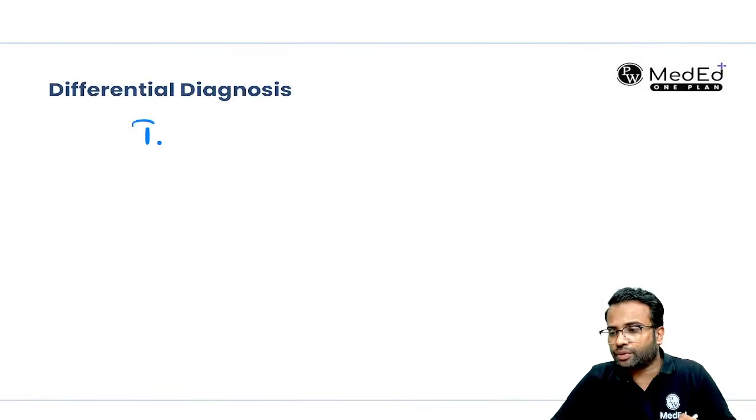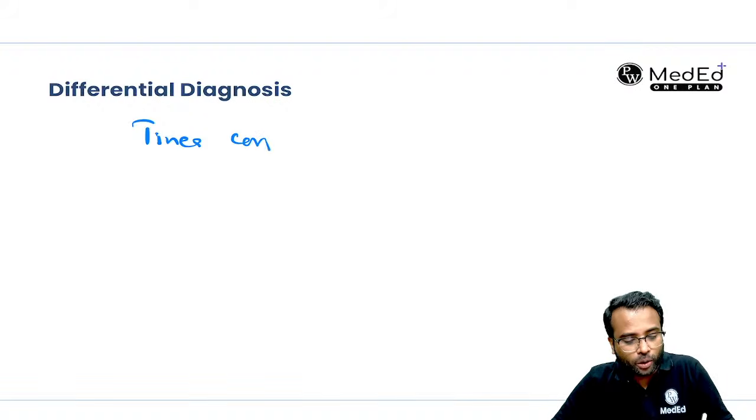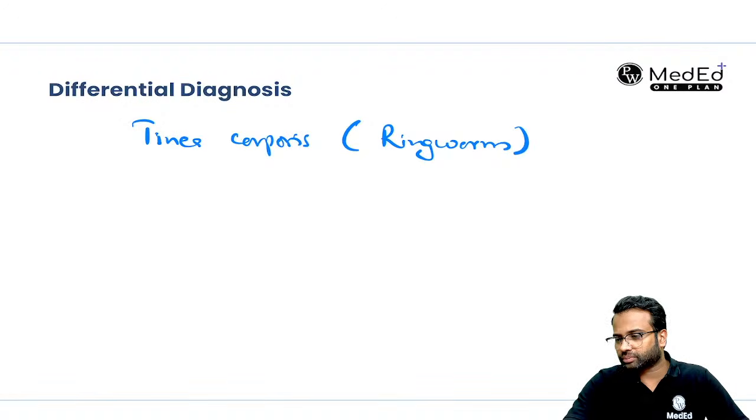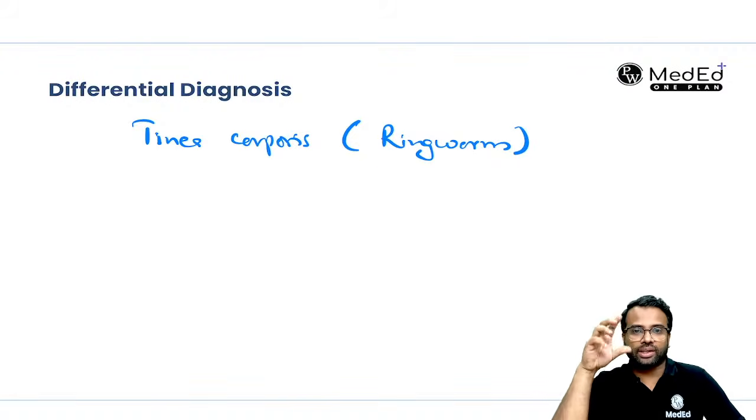The first differential diagnosis, somebody was telling me about tinea. So this should be a tinea corporis, which we usually say ringworm. So this is ringworm. Other than ringworm, is there any differential diagnosis that comes to your mind? Just try to give a guess, it's okay even if you are wrong. Round lesions in the skin, what could they be?